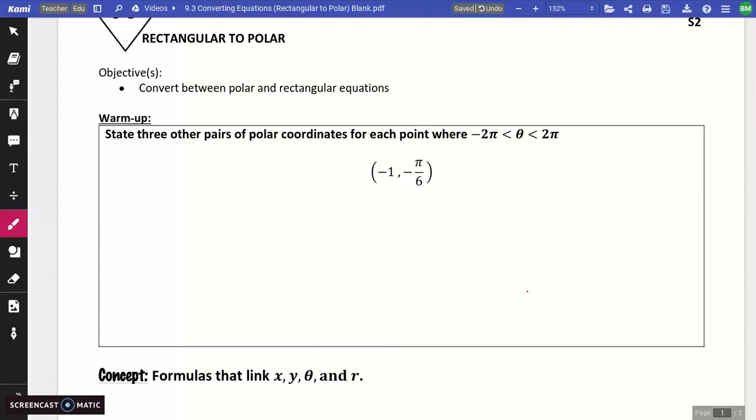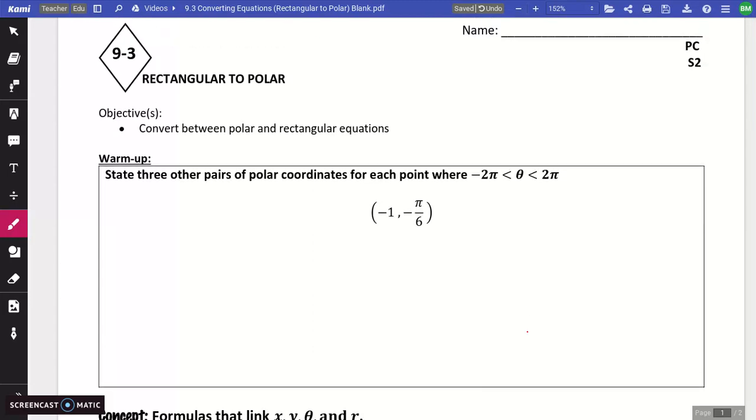Okay, guys, today we are looking at 9.3. So we're going to start converting equations today. Previously, we converted just singular points between polar and rectangular forms, but today we'll be converting some equations. Before we get to the new stuff, let's start with a warm-up.